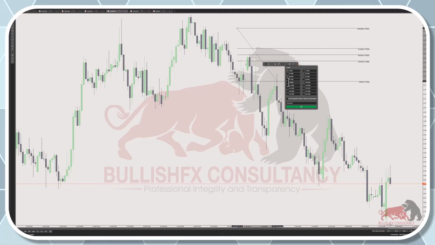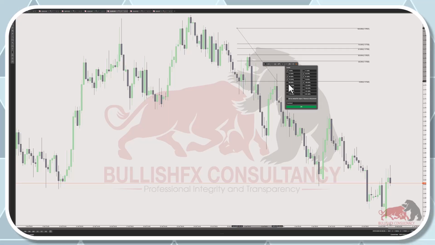Then we've got the 70.5. Now this is optimum entry. This is our OTE. But now we cannot label the OTE. We cannot put OTE here, so you have to know that the 70.5 retracement level is my optimum trade entry.